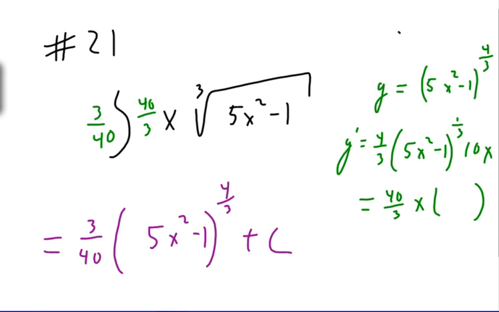Alright, while we're looking at it, I'll fill in this (5x squared minus 1) to the 1/3 here, just to fill in the blank. I wasn't going to put that in because it wasn't necessary. I only needed to know what had to go on the outside.